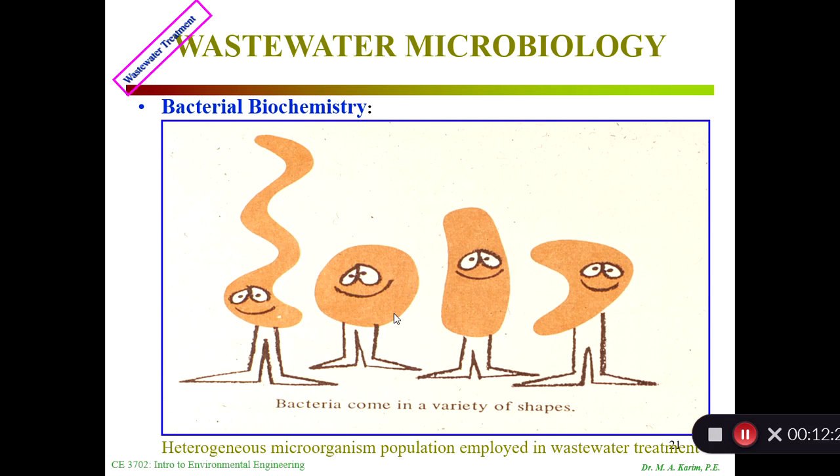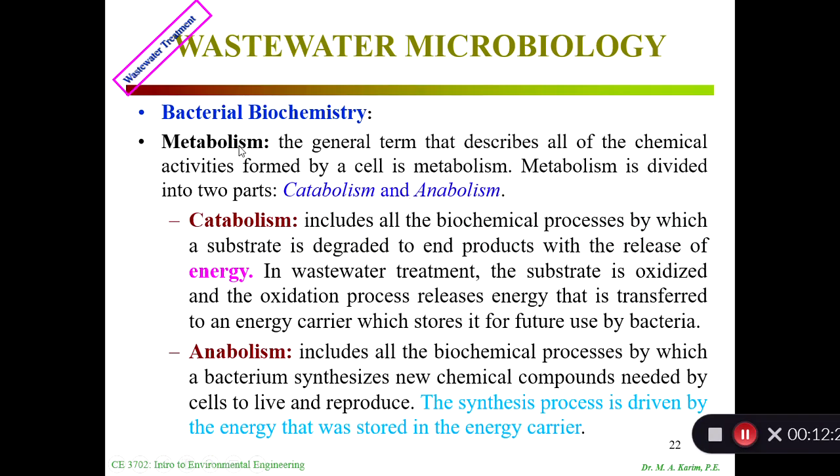Here is the bacterial biochemistry. These are the different shapes; bacteria come in a variety of shapes. Then metabolism. Metabolism is divided into two parts: catabolism and anabolism. Catabolism includes the biochemical processes by which a substrate is degraded to end products by decomposition and releases energy. Anabolism includes all the biochemical processes by which a bacterium synthesizes new chemical compounds needed by the cell to live and reproduce. The synthesis process is driven by the energy stored in the energy carrier.